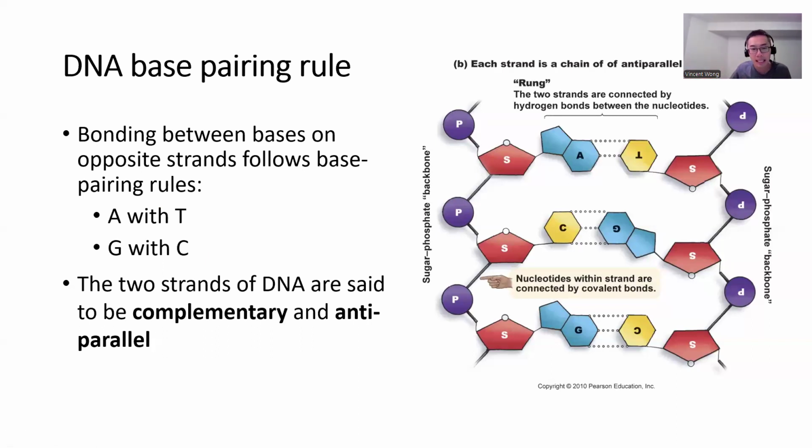This property that allows you to predict what's on the other half of the DNA is called complementary. You can predict the other half. The DNA, if you look at it, is also upside down compared to each other. We call that anti-parallel. We will talk about the significance of that later. But two properties of DNA: complementary, meaning you can predict the other side if you know one side, and anti-parallel, where one side is upside down relative to the other.